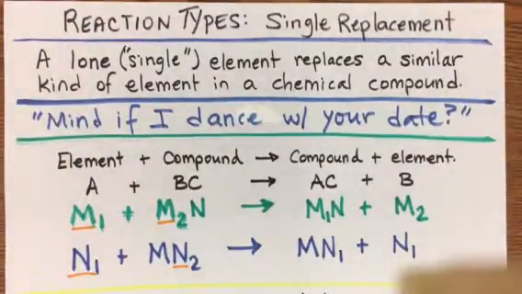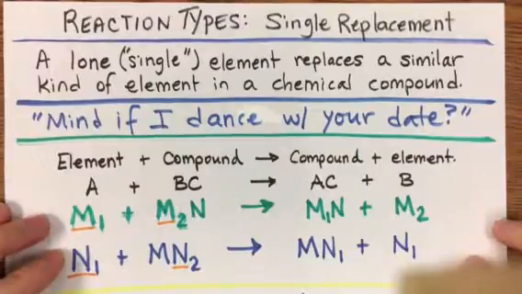The reaction type shown here is called single replacement. In a single replacement reaction, a lone or single element, and you can think of that as any element that's just with its own kind of atoms. So it doesn't necessarily have to be argon with no subscript. It could be Cl2 or Br2 or H2 or O2 or N2, as long as it's just one kind of element. So a single element replaces a similar kind of element in a chemical compound.